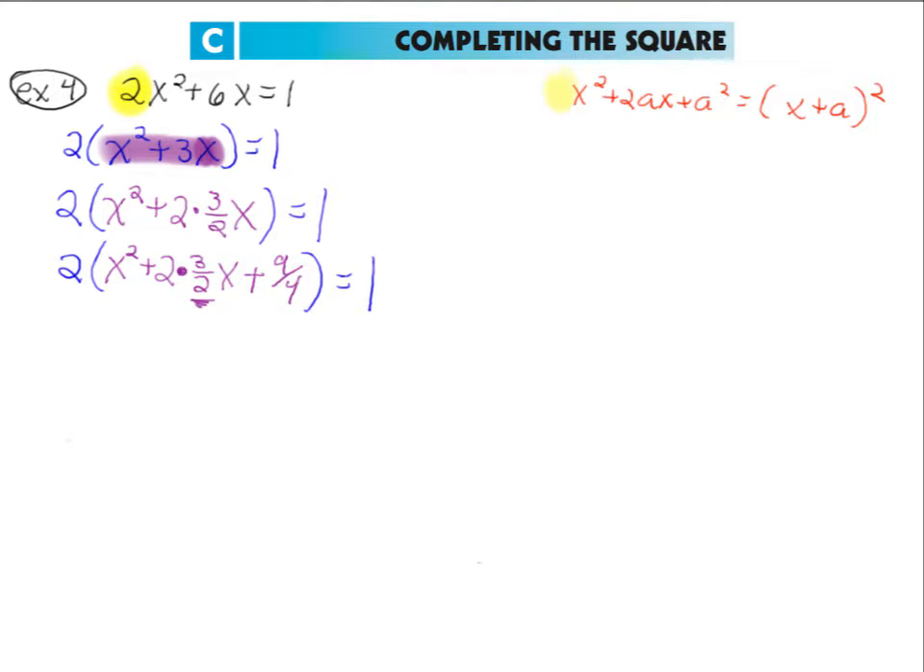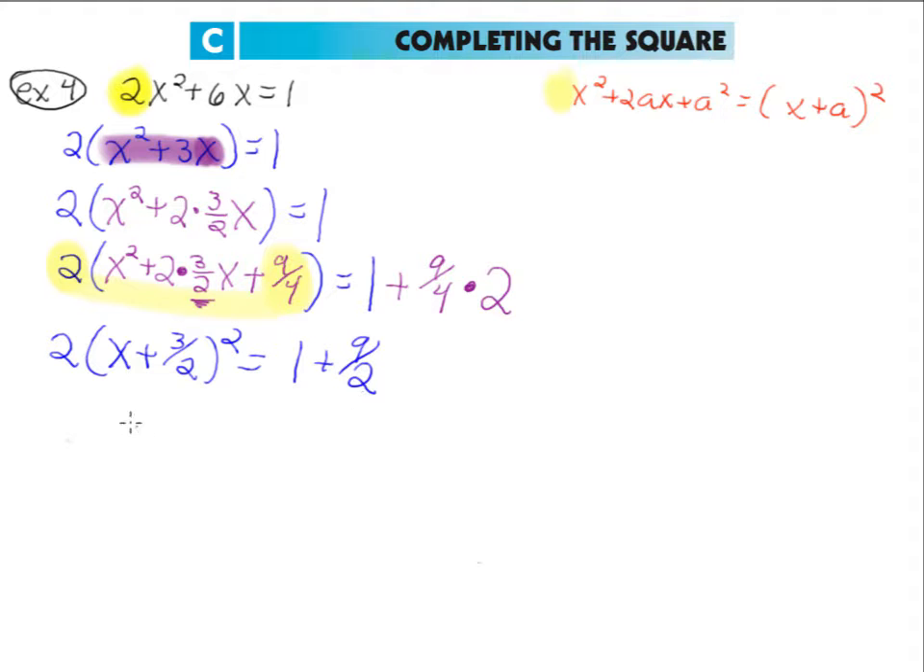But here's where most people make the mistake. Notice I'm not just adding 9/4 to this equation. I'm adding 9/4 times 2 to the left-hand side of the equation. So that means I must add 9/4 times 2 to the right-hand side. Do not forget to multiply by 2 when you do this. So using our perfect square trinomial, I know that breaks down. Combining our like terms.